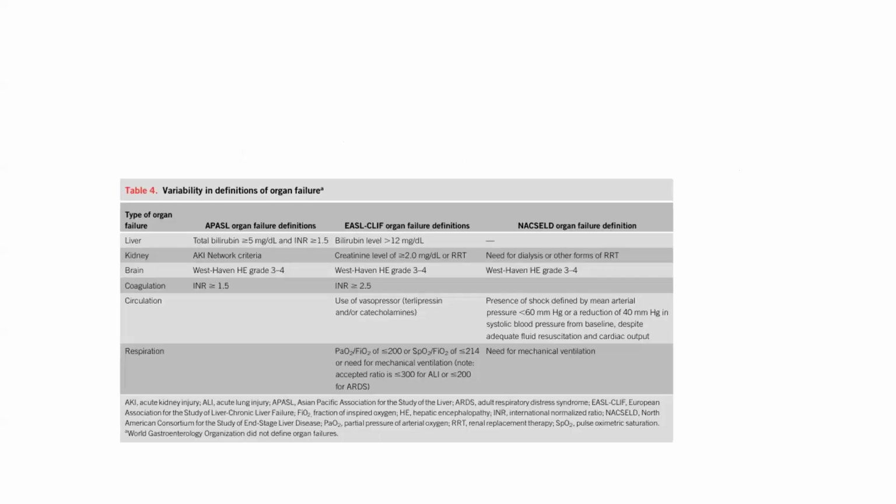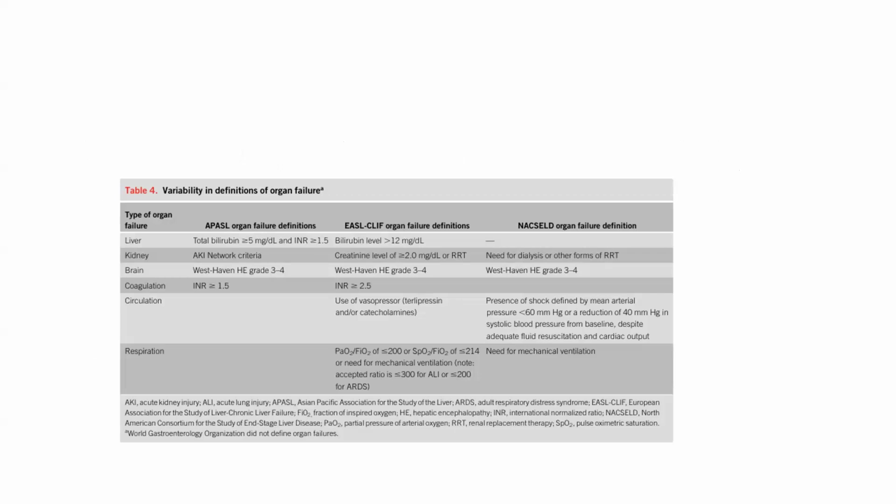So these are the variations in the definition of organ failure. The first definition is from the Asian Pacific Association for the Study of the Liver. According to this definition, the requirement is a total bilirubin of more than or equal to 5 and an INR of more than or equal to 1.5.